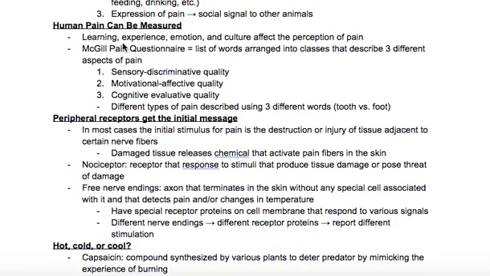The next section is Human Pain Can Be Measured. Learning, experience, emotion, and culture all affect the perception of pain, but there is the McGill Pain Questionnaire, which is a list of words arranged into classes that describe three different aspects of pain: the sensory discriminative quality, the motivational affective quality, and the cognitive evaluative quality of the pain. Different types of pain can be described using these three categories of words, and you can usually distinguish between different types of pain in different areas based on the selection of words. For example, tooth pain would have different chosen descriptors for each of these categories than foot pain.